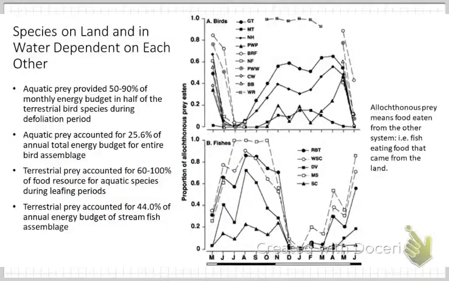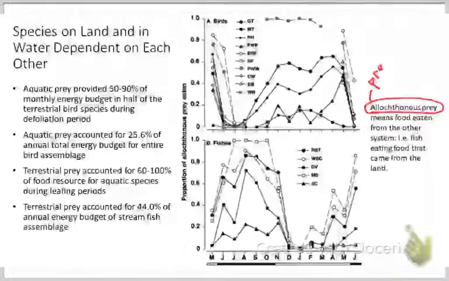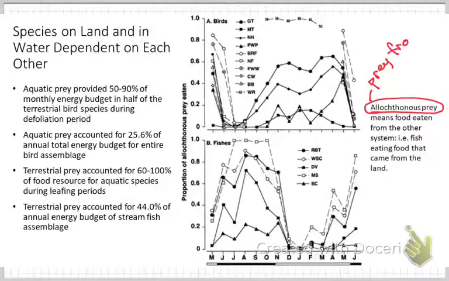Another thing that we find in riparian zones that's important to understand for the communities of species that live there, the biodiversity, if you will, is that the aquatic species really do depend on the terrestrial habitat, and the terrestrial species really depend on the aquatic habitat. And this is a data set from a study, and basically what it's showing is this amount of what we call allochthonous prey. And what allochthonous means, in this regard, is prey from the other system.